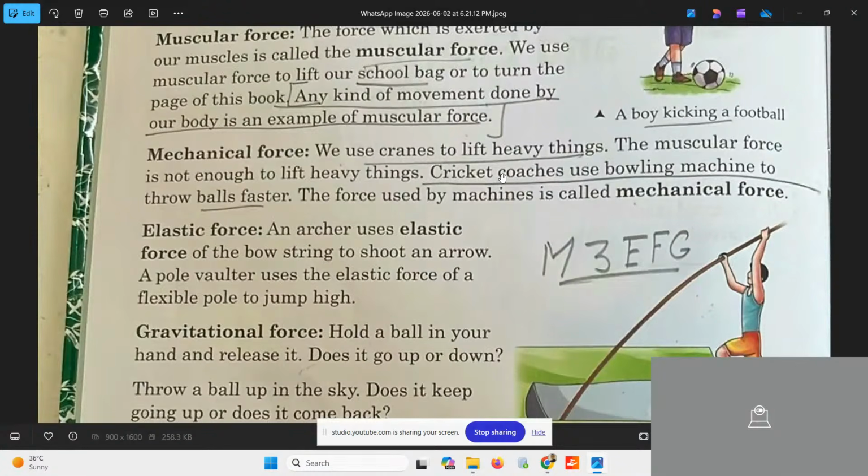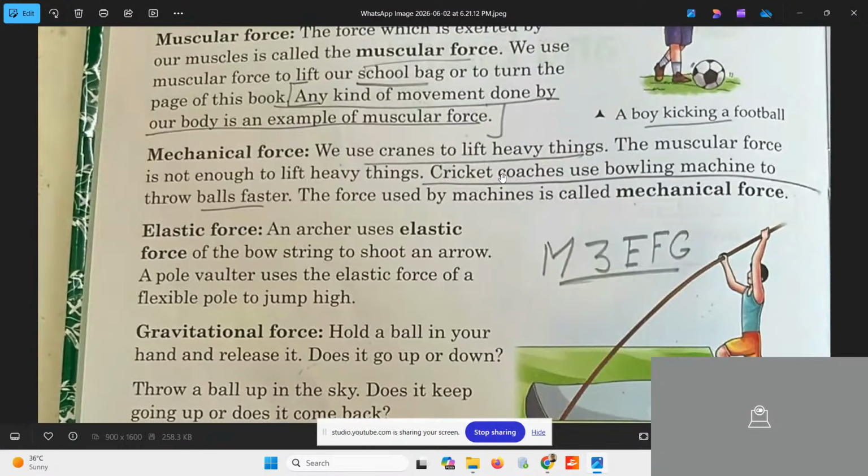For example, a crane to lift a heavy thing. Which kind of force are they applying? Mechanical. And which machine are they using? Pulley and lever. Yes, you're correct. But machines are not coming in the examination, so don't worry. Only forces you have to study.